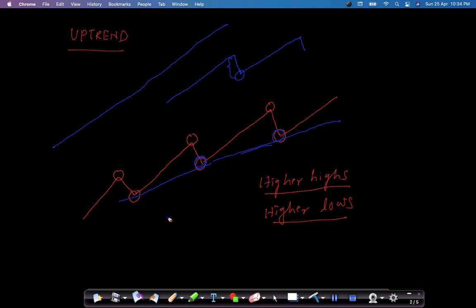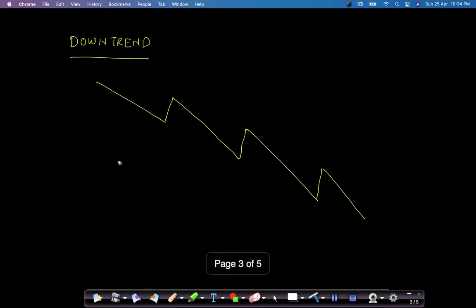Now let us discuss the downtrend. In the downtrend, the price is moving in the downward direction. That means the price is falling. In the uptrend, the price was rising. In the downtrend, the price is falling. Now when the price is falling, you see this is a high. Now this high is lower than this high. That means new highs are lower than the previous highs.